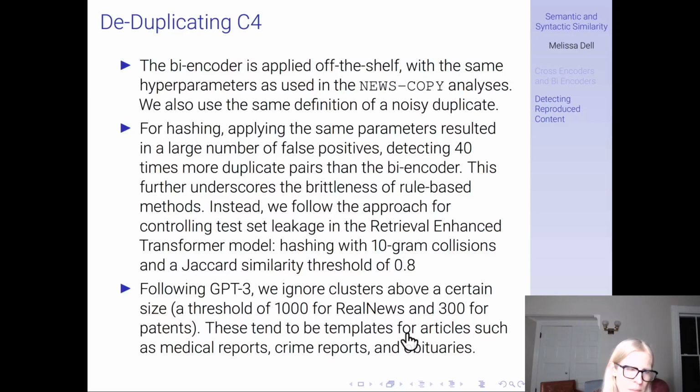And so to do something more reasonable, we just take what Retro, which is like a retrieval enhanced large language model, did to deduplicate C4, and we just apply their parameters. And following GPT-3, we ignore clusters above a certain size. So again, like GPT-3, Retro, large language models are all deduplicating C4 with hashing. And so we're just following what they do.